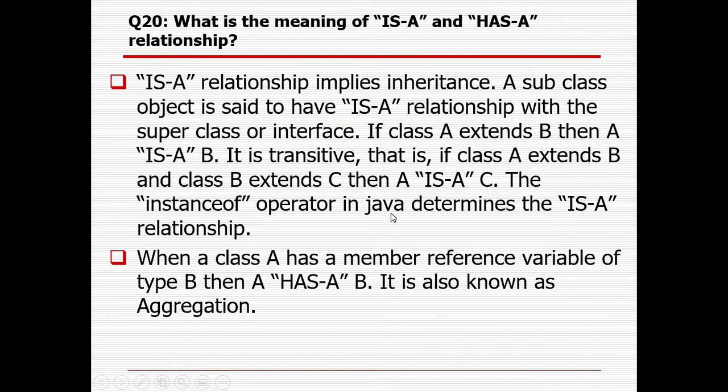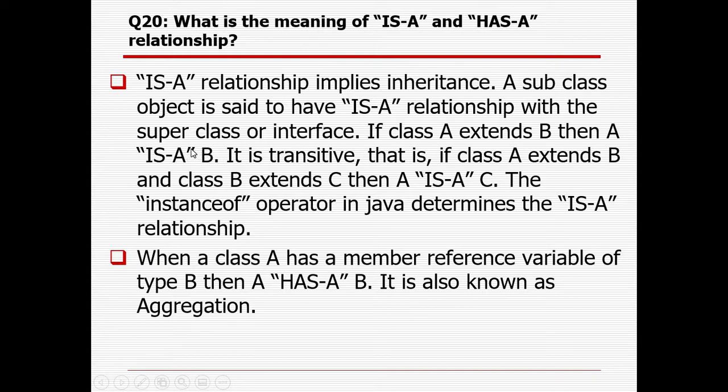What is the meaning of is-a and has-a relationship? An is-a relationship implies inheritance. A subclass object is said to have an is-a relationship with the superclass or interface. If class A extends class B, then A is a B. That is the relationship of B.